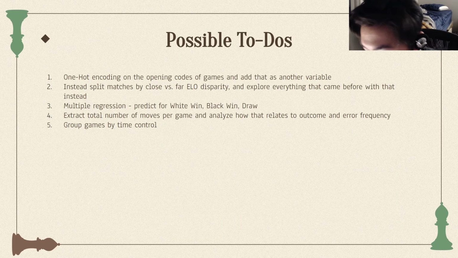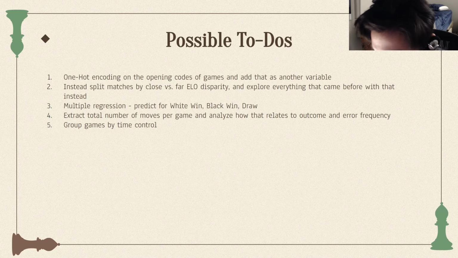So with the time I have left, I could still try one-hot encoding the opening codes of games, which I do have in my dataset, and add that as another variable. Try splitting matches by close versus far elo disparity and explore that. I could apply multiple regression, so I could account for all 3 types of game ends. Or I could extract total number of moves per game and analyze that. I could also try grouping games by time control.